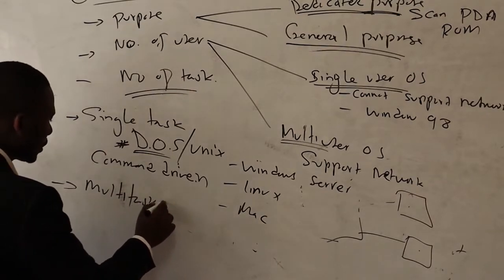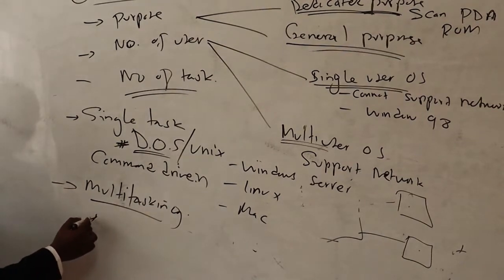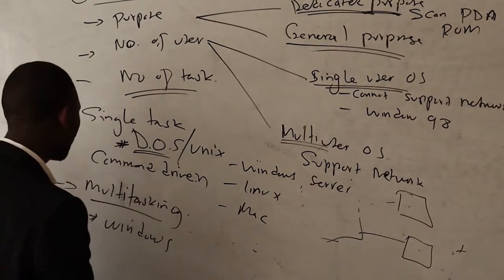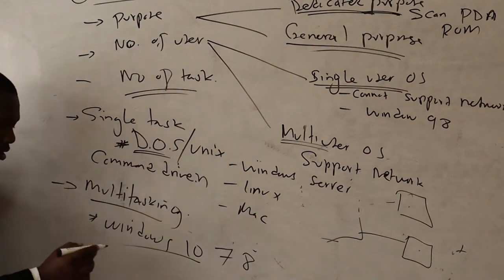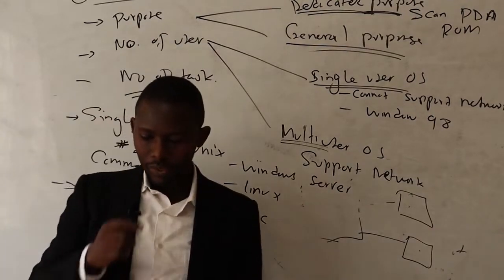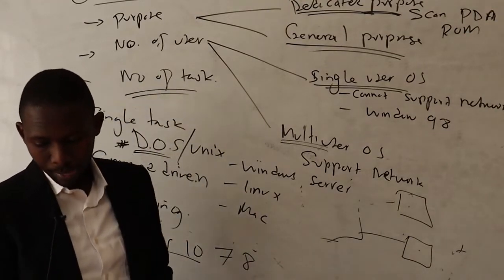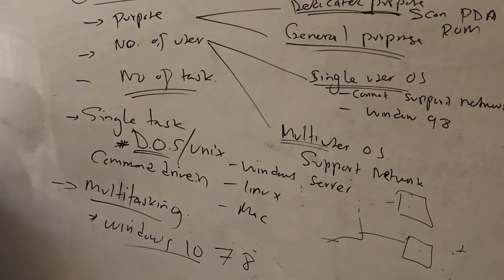Then we have multitasking. These are operating systems that support several tasks at the same time. So the operating system can allow the user to load several programs at the same time. A good example is again the modern Windows, like Windows 10, Windows 7, 8 and so on. All these Windows can do multitasking. They are designed to support many applications at the same time. So that is the classification of operating systems.